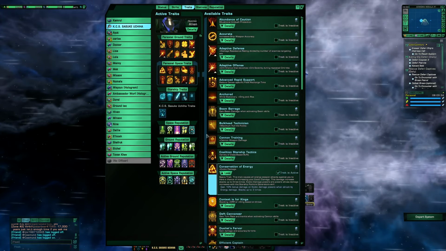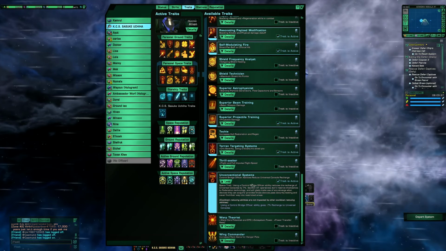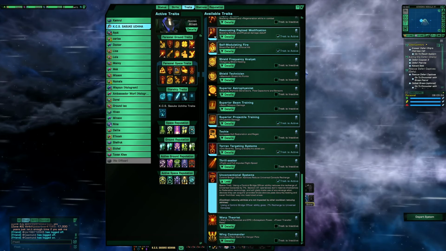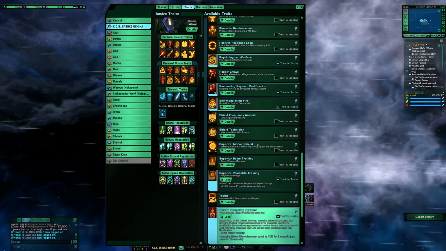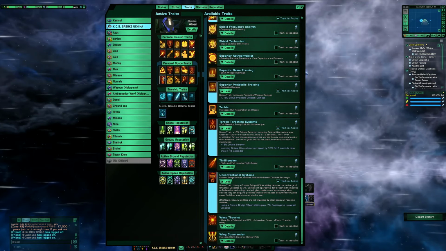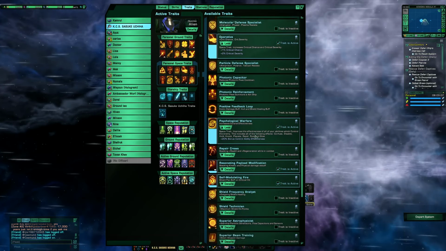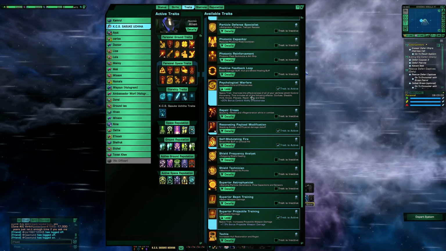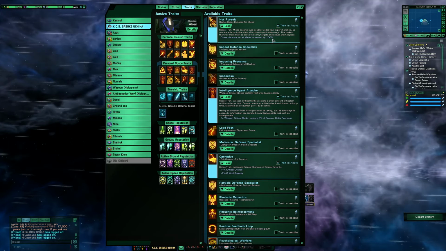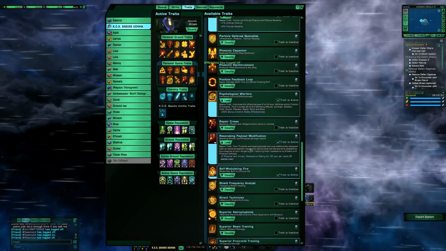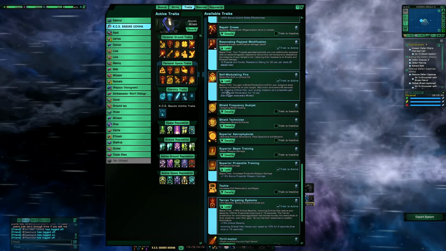As far as the traits go, we got conservation of energy going. Unconventional systems. Superior projectile training. Operative. Terran targeting systems. Intelligence agents cache. Psychological warfare. Hot pursuit for my mines. Resonating payload modifications. And self-modulating fire.